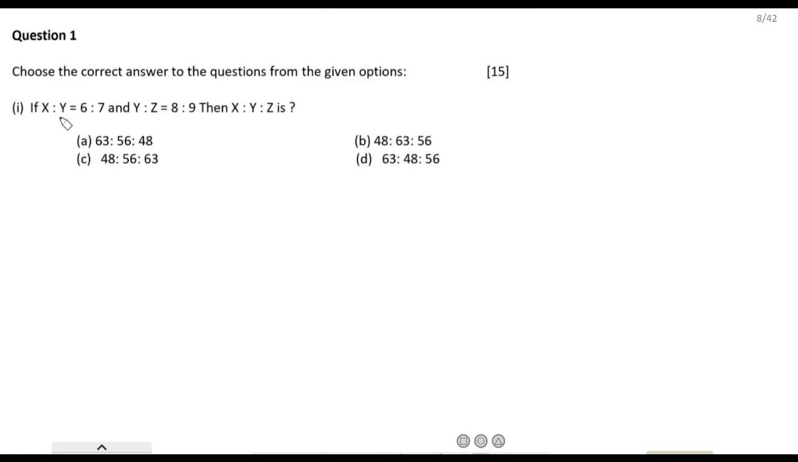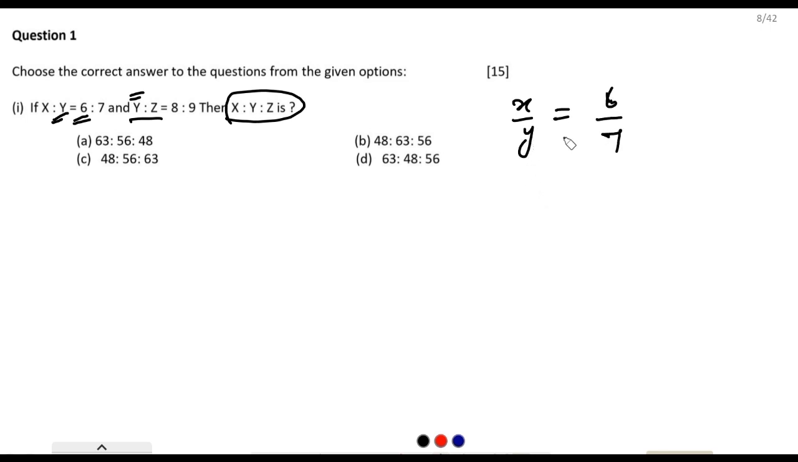x ratio y is given and y ratio z is given, and we have to find x ratio y ratio z. y is the common term between the two ratios, so we have to make its corresponding numbers equal. In the first ratio the corresponding number to y is 7 and in the second ratio it is 8. So we are multiplying this by 8 and this by 7.